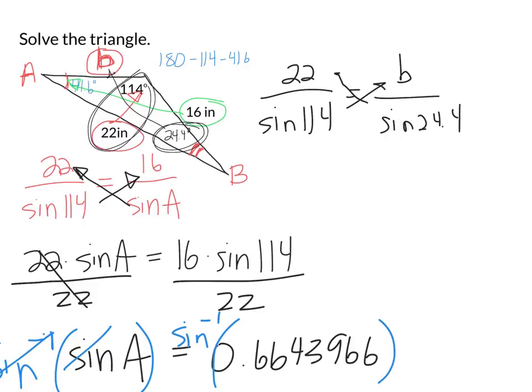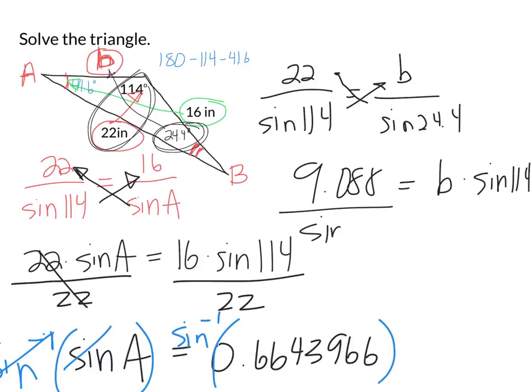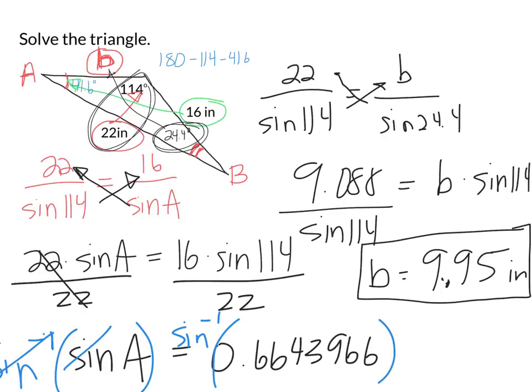22 times the sine of 24.4 is 9.088 equals B times the sine of 114, and then divide both sides by sine of 114, and I get a B length of 9.95 inches long, so almost 10 inches long for this third missing side.